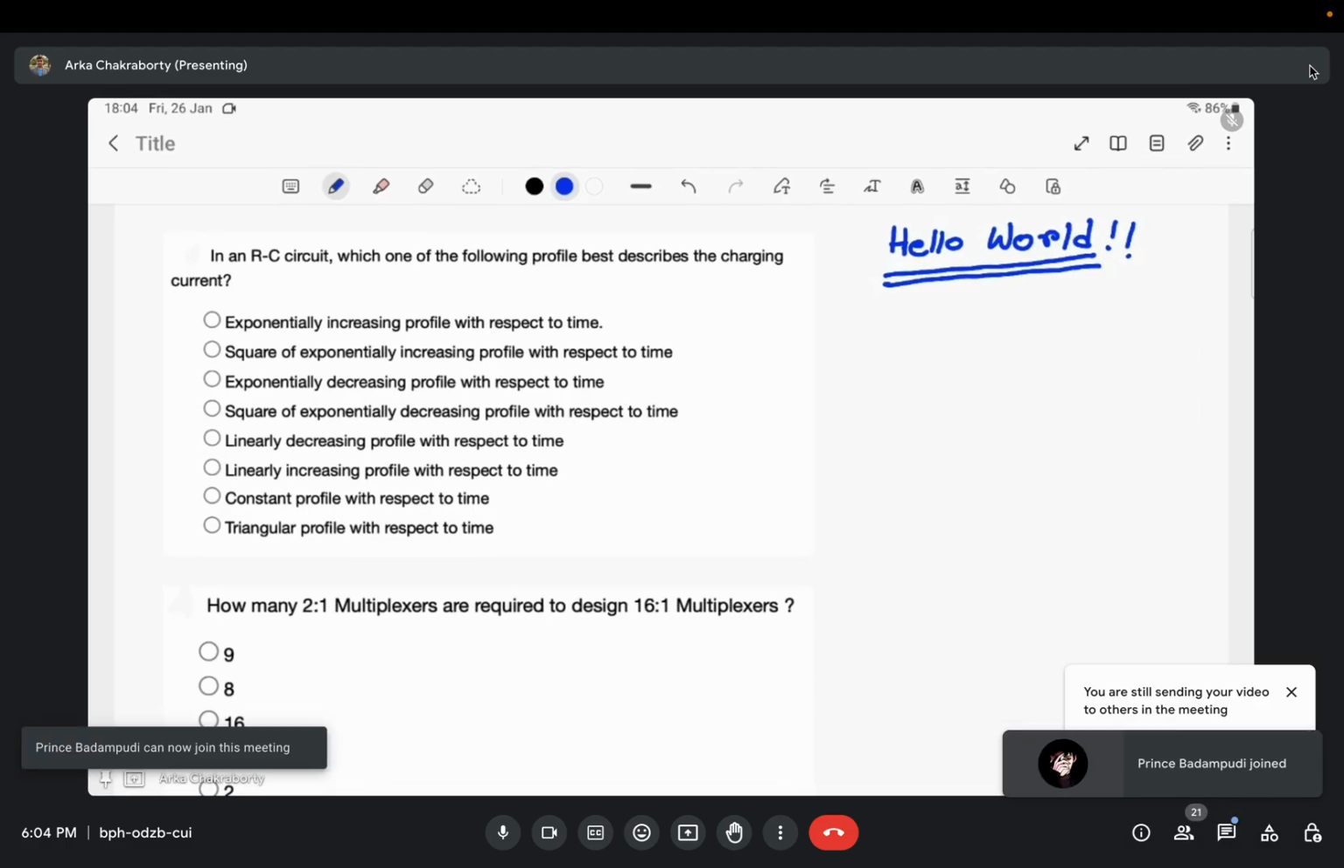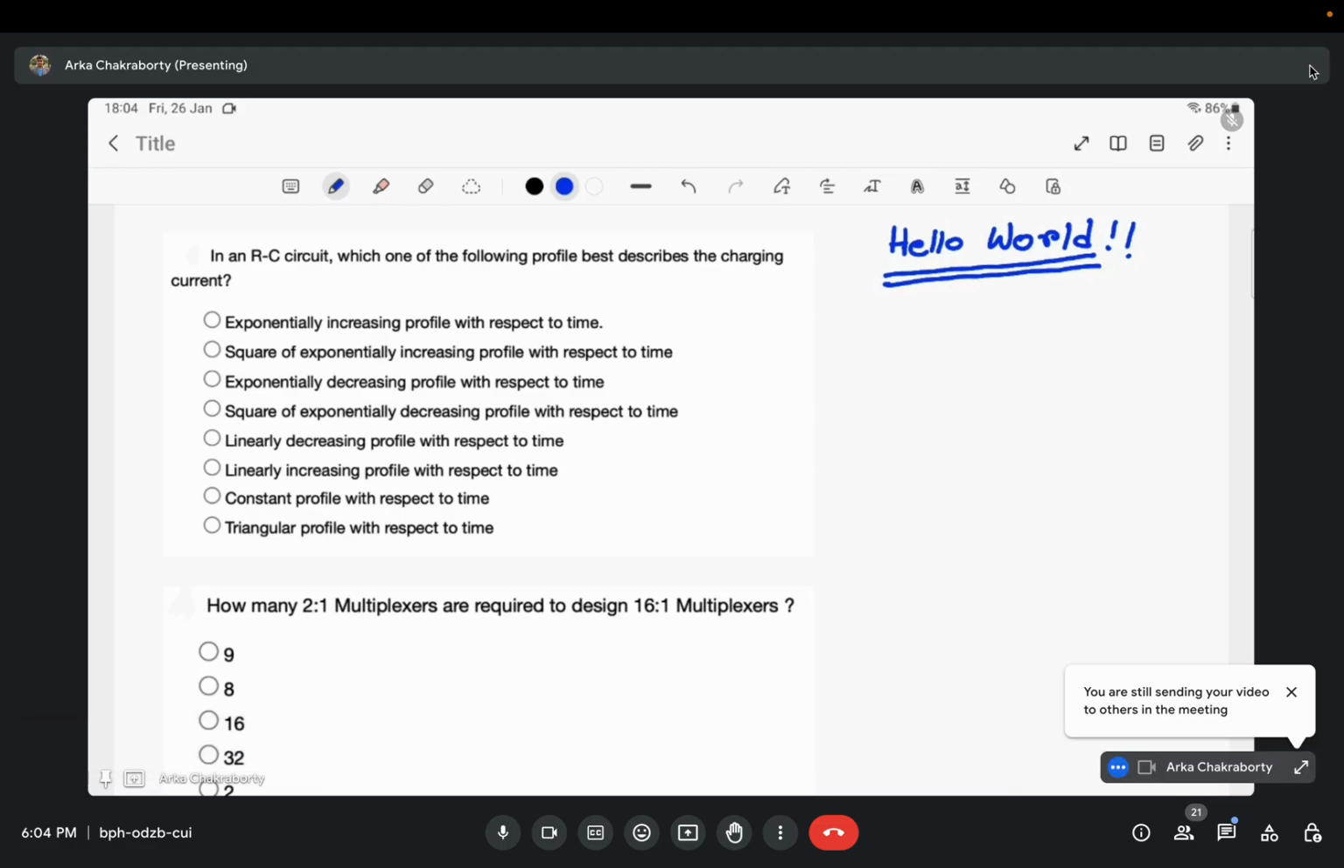So first of all, we have a question regarding a basic RC circuit, which you must be very familiar with since your school days, class 12 days. The question asks: in an RC circuit, which one of the following profiles best describes the charging current? The options are an exponentially increasing profile with respect to time, something like e to the power t; and the square of the exponentially increasing profile with respect to time, so e to the power 2t.